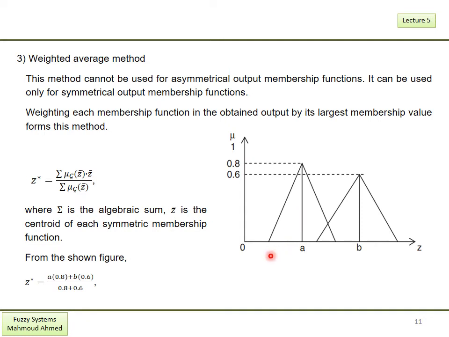And for example, here we can directly calculate the weighted average by getting the value A multiplied by the maximum value of the membership function and adding it to the value B multiplied by 0.6, which is the maximum value of the other membership function, and dividing it by the sum of the maximum values. By this way, we can obtain the weighted average. This method again can be applied only on symmetrical membership functions.